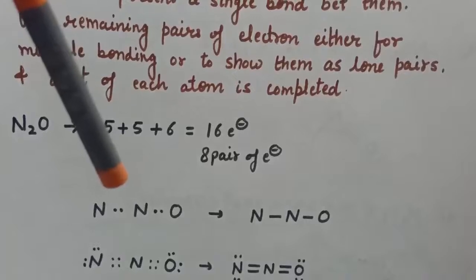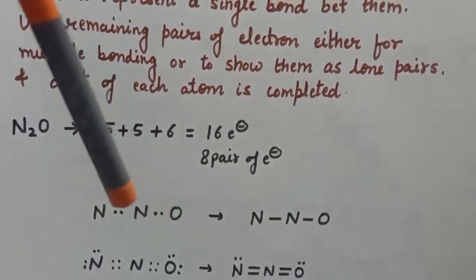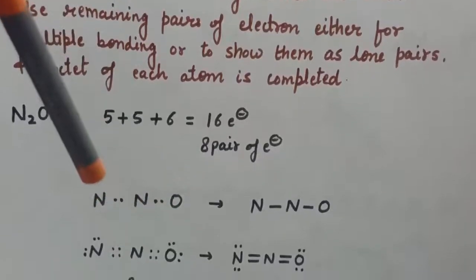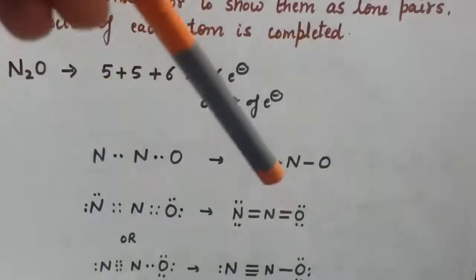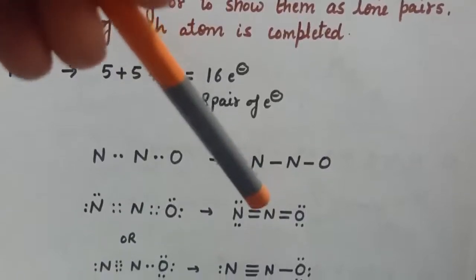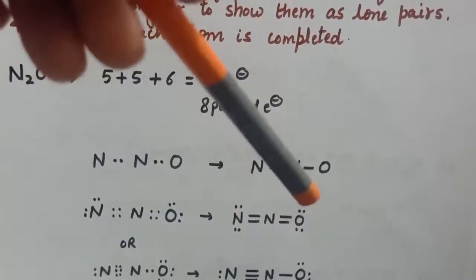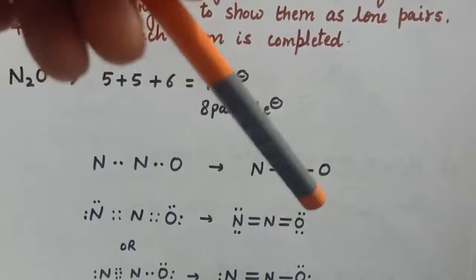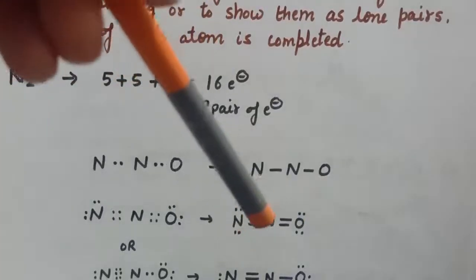First of all we will place one pair of electrons between these 2 atoms, and after that we will complete the octet of each atom. When we draw the Lewis dot structure, this is the structure for dinitrogen oxide. Here the octet of nitrogen is complete, that is 2, 4, 6, 8 electrons, and in oxygen again 2 lone pairs and 2 bond pairs. So here also the octet of oxygen is complete, and in this case on nitrogen we have 2 lone pairs of electrons and 2 bond pairs.